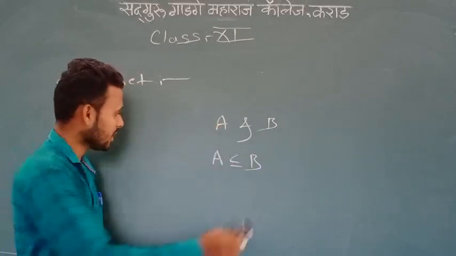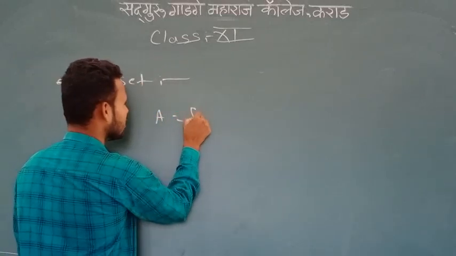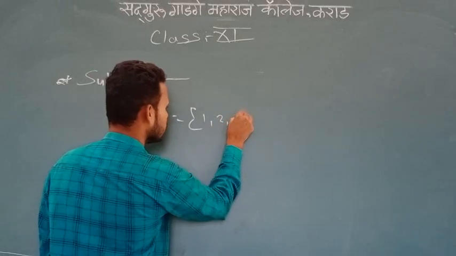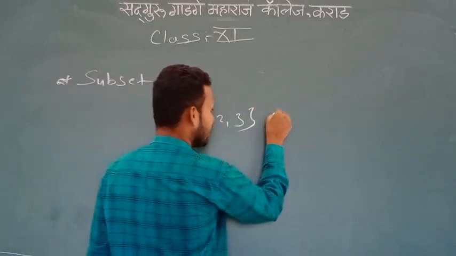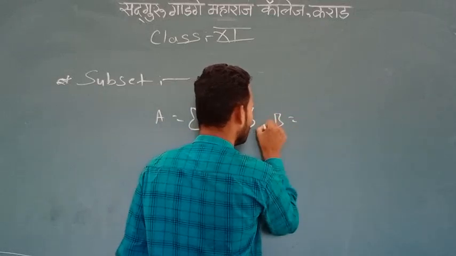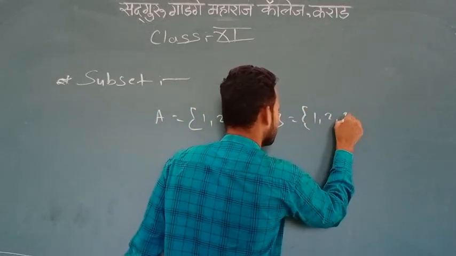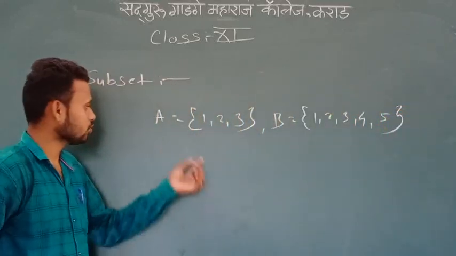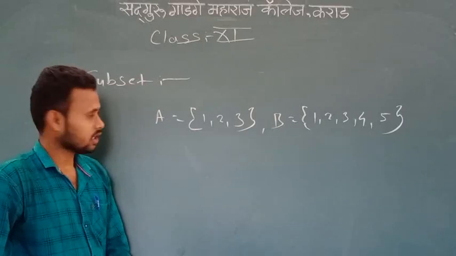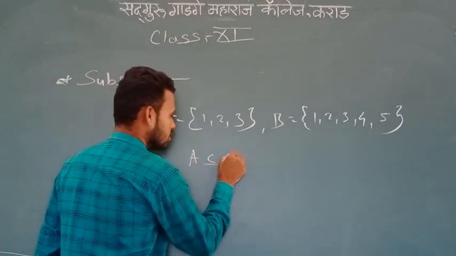For example, we have two sets. If you take A equal to the set containing 1, 2, 3, and if I take set B equal to the set containing 1, 2, 3, 4 and 5. These are any two sets. First one is A, second one is B. Here, therefore, A is a subset of B.